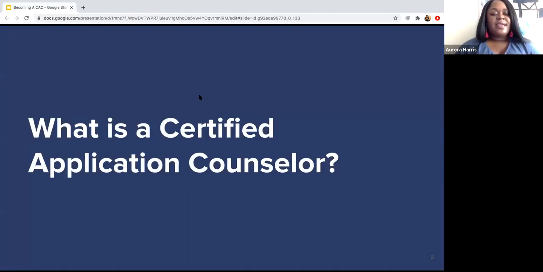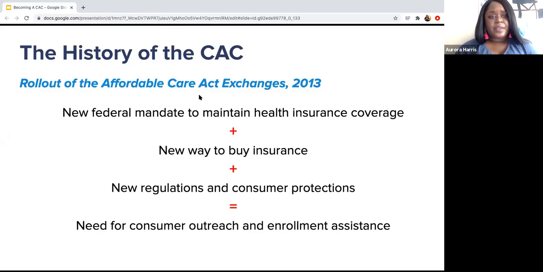All right. So what is a certified application counselor? So, a bit of background. The Affordable Care Act, or Obamacare, rolls out in 2013, right? At the time, if we all remember, there's a new mandate that everyone has to have health insurance coverage. Now we know that this is no longer the case, but at the time, if you didn't have health insurance coverage, at the end of the year when you filed your taxes, you would have a penalty.